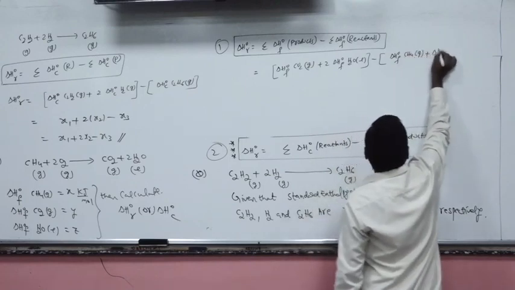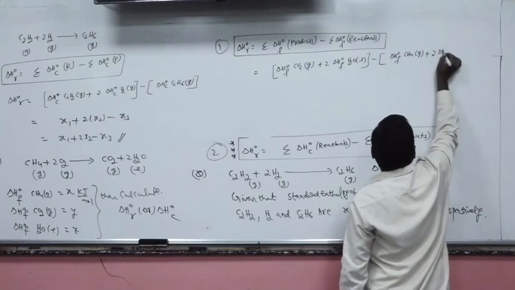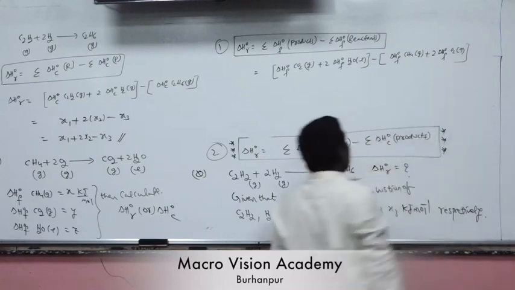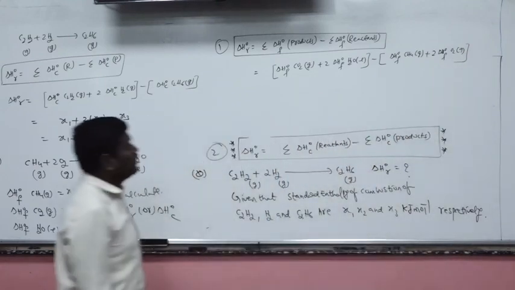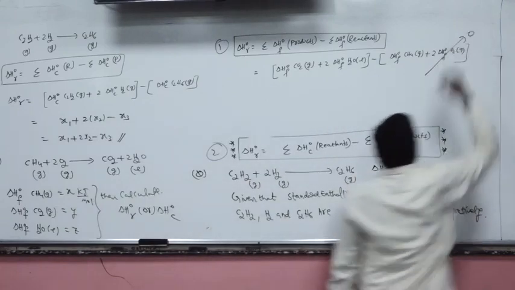Here, the standard enthalpy of formation of oxygen is not given. Why is it not given? Because in the elementary state, what is the standard enthalpy of formation? It is assumed to be 0. So shall I write this value as 0?